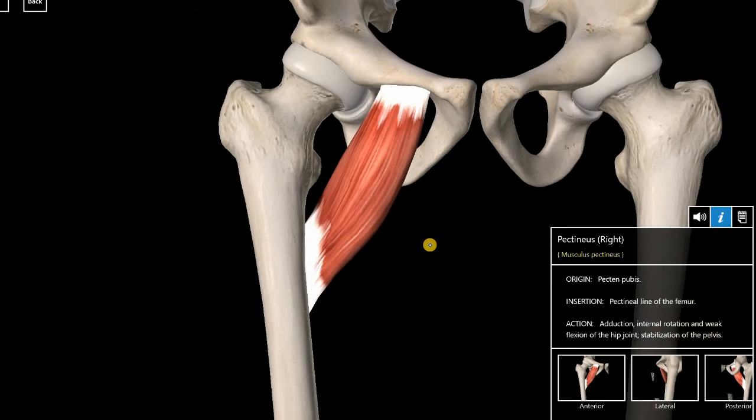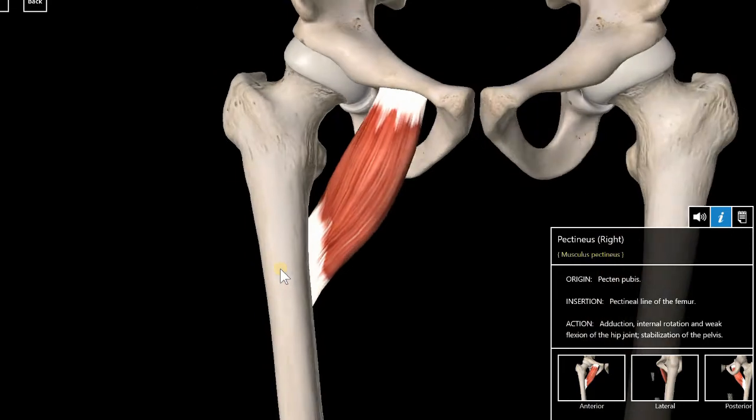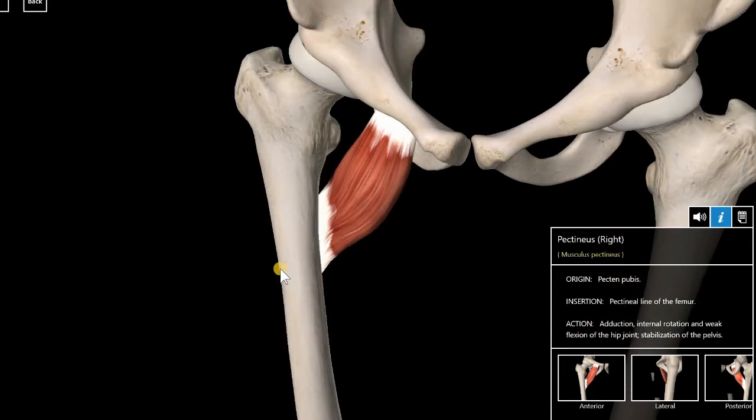It goes from the origin on the pubis and its insertion on the femur. Its action is going to be adduction.